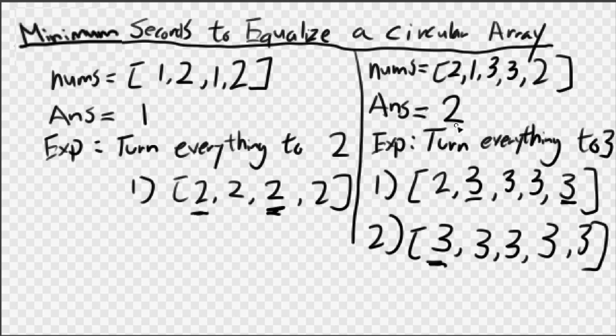So now the question is, how can we determine the minimum seconds that we can spend to turn everything into something? It doesn't really tell us to turn everything to 3 or turn everything to 2. We just have to try to pick an element and turn everything else to that element. How can we solve it?